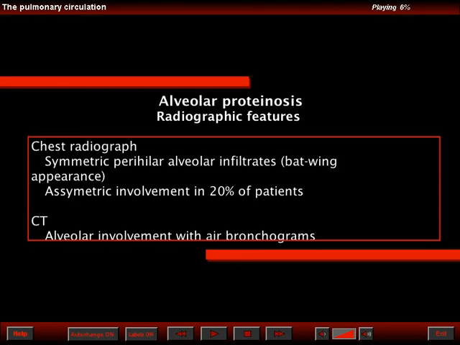Radiographic findings often reveal symmetric perihilar alveolar infiltrates with a bat wing appearance similar to what one sees with acute pulmonary edema. Asymmetric or unilateral involvement is less frequently seen, in about 20% of patients. CT more clearly reveals the distribution of the alveolar involvement, often with striking air bronchograms, and the absence of vascular changes and of interstitial pathology.